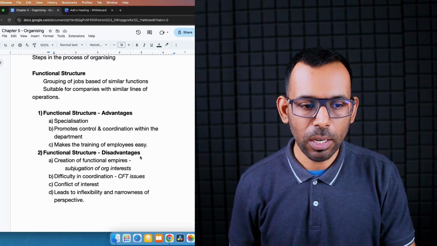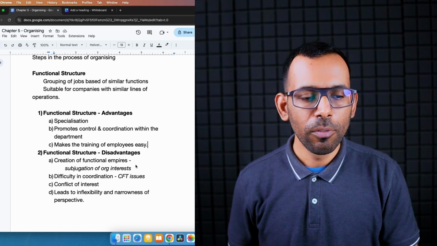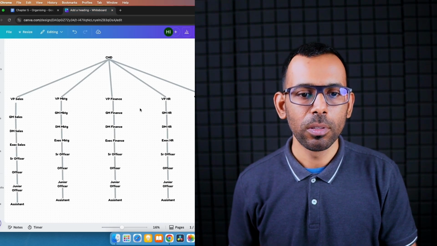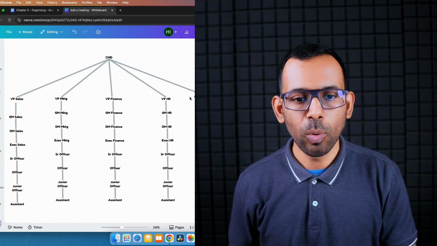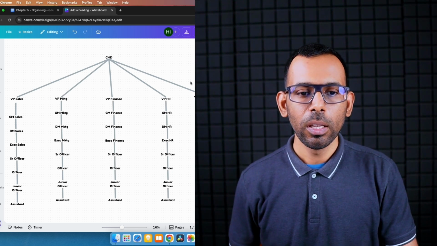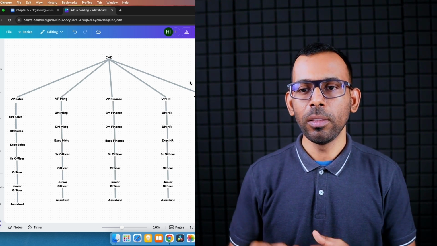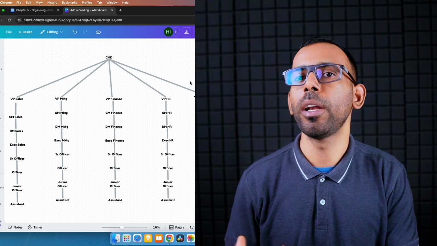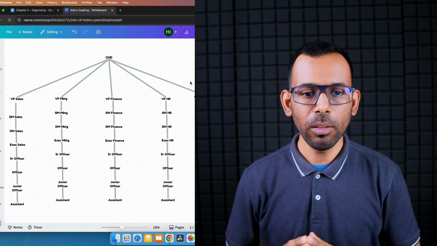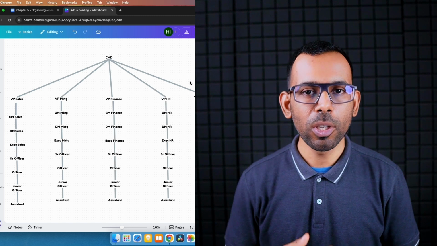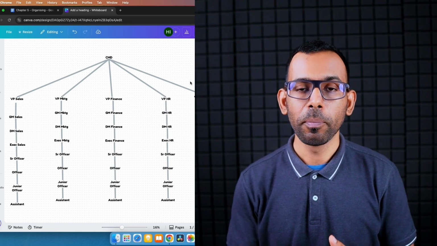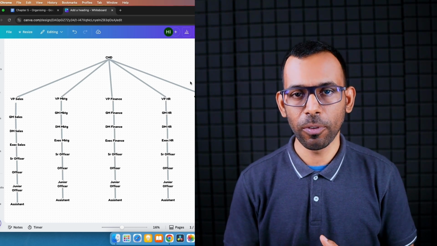Let's talk about the disadvantages. First point is creation of functional empires. What happens is, all these heads of each function, let's say VP HR, VP operations, will start to think that their department itself is a separate company. So they will start to create a functional empire, meaning they will try to get as much influence and as much power within the organization. And because of that, they will try to cover themselves first.